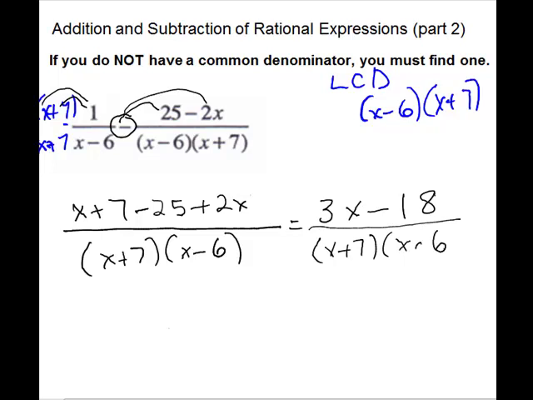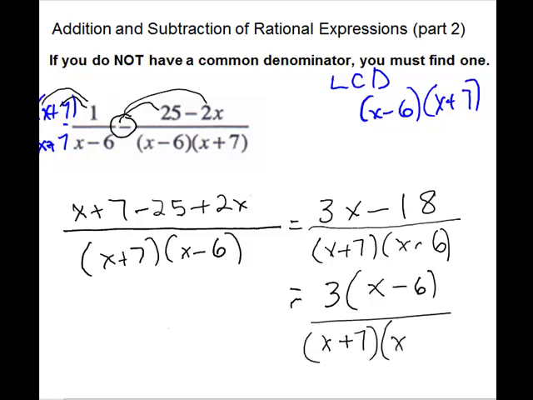Now, our last step, which we haven't had to do so far, but this problem we're going to need to, we have to see if it will reduce. So that means we need to try to factor the numerator. And this numerator, we can take out a GCF. Can take out a 3 times x minus 6 over x plus 7 times x minus 6.